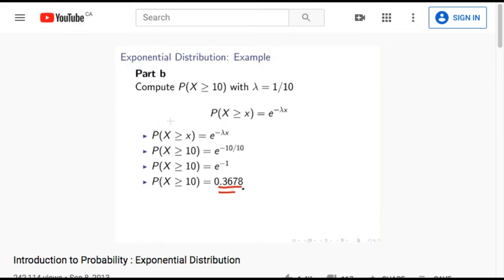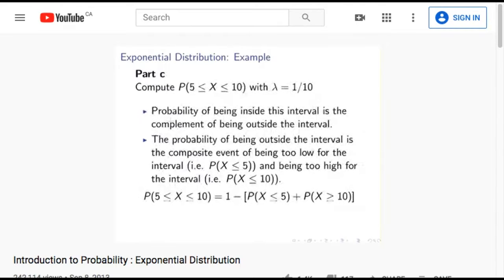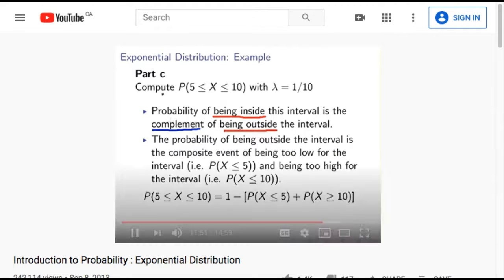So let's move on to the last part. What is the probability of x between 5 and 10? So this is where you would use the interval approach. The probability of being inside the interval is the complement of being outside the interval. So the probability of being inside the interval is 1 minus the probability of being outside the interval. So it stands to reason. So this approach here is.